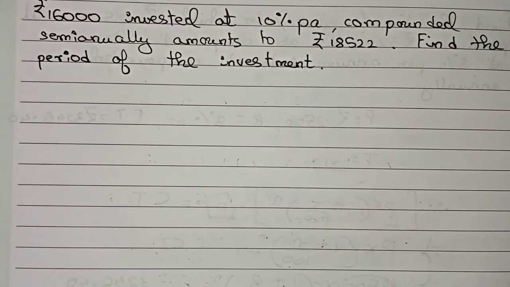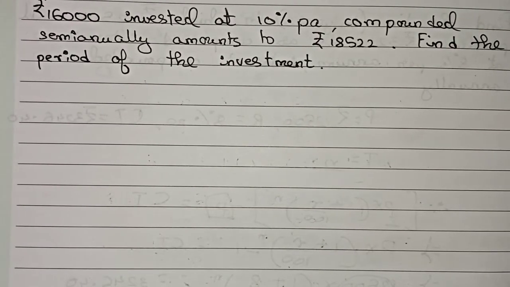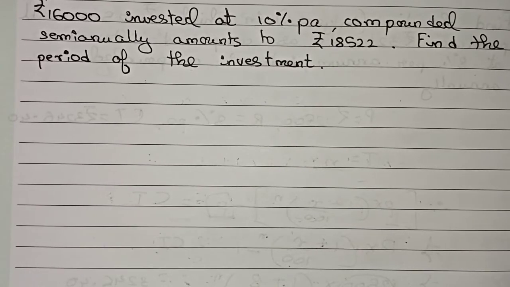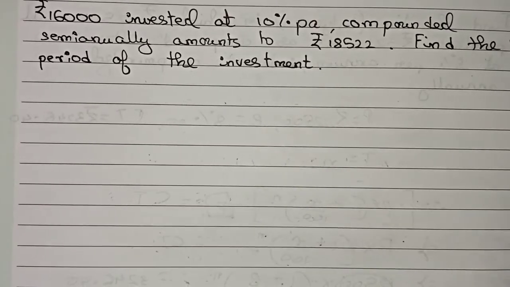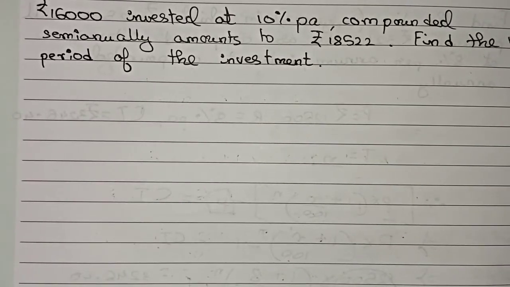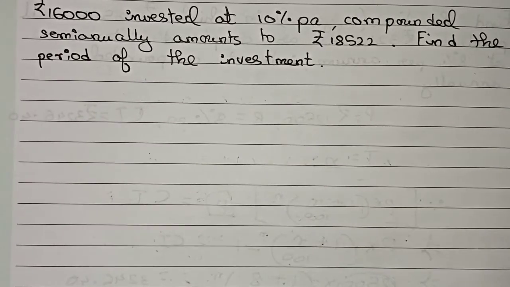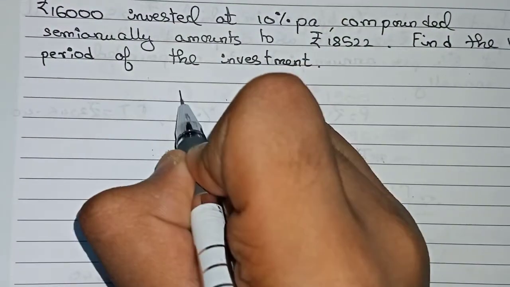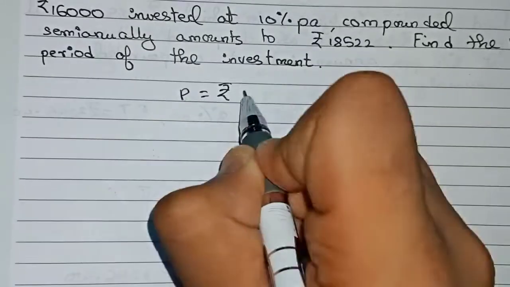In this video, our question is: ₹16,000 invested at 10% per annum compounded semi-annually amounts to ₹18,522. Find the time period of the investment. So this is the question I solved. First, write all the information that has been given. Principal is equal to ₹16,000, as given.